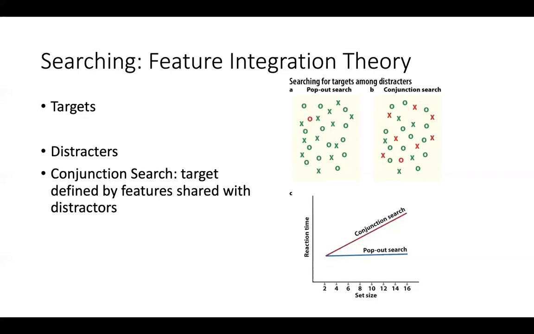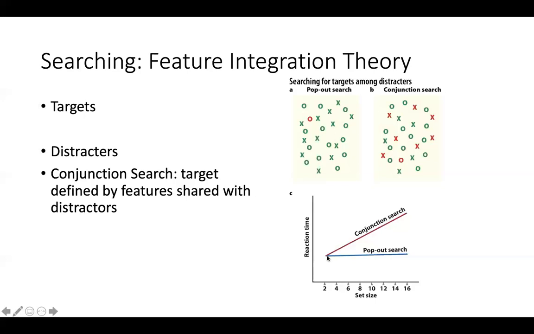But looking at these two, the pop-out search condition and the conjunction search condition, in which task does it feel easier for you to find the target? Task A. Yeah, the pop-out search, task A, seems easier, and the reaction time data clearly support this. You can see it in the data down here. The pop-out search is the blue line. Conjunction search is the red line. Set size, by the way, is just the number of things which are not the target.